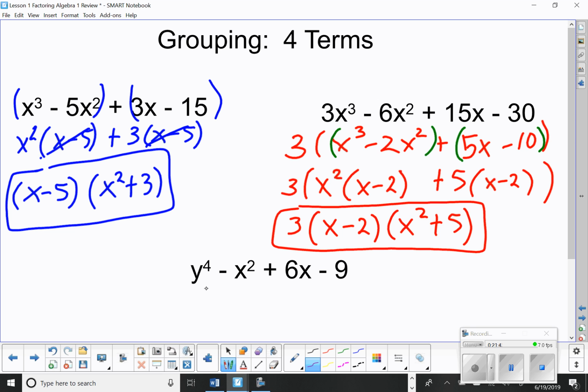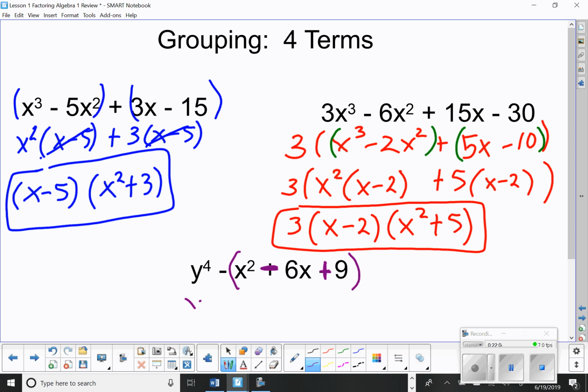This y, I don't have any y's down here, but I do have an x squared and an x. So I'm going to group these 3 together. Because this is a subtraction, I need to change this and this. Okay? Because I got the negative on the outside of the grouping, I have to change all the signs.